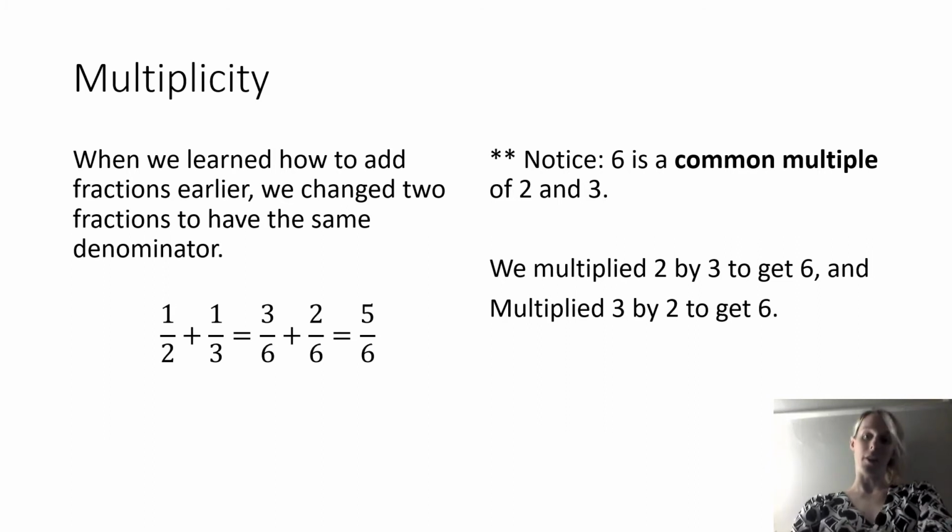An important thing to notice: we changed 1/2 and 1/3 to have a common denominator, and that common denominator was a common multiple of both 2 and 3. So this is pretty important in general. Possible common denominators of two fractions have a lot to do with common multiples, multiplicity in general. One strategy for getting a common denominator of two different fractions is to multiply each to get the least common denominator.